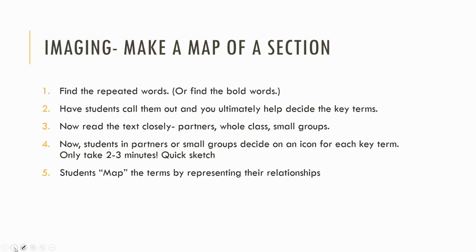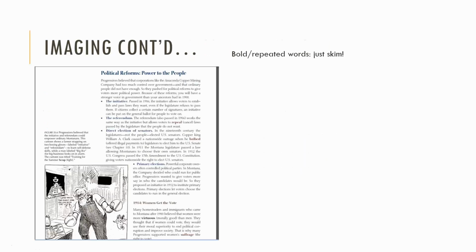For instance, I will show you in the next sample, they'll make just a very quick visual image for the words, and then they put those images together in a map that makes sense to them. So for instance, let's take a look, and we'll start with this one. I have political reforms, power to the people sample from the textbook.